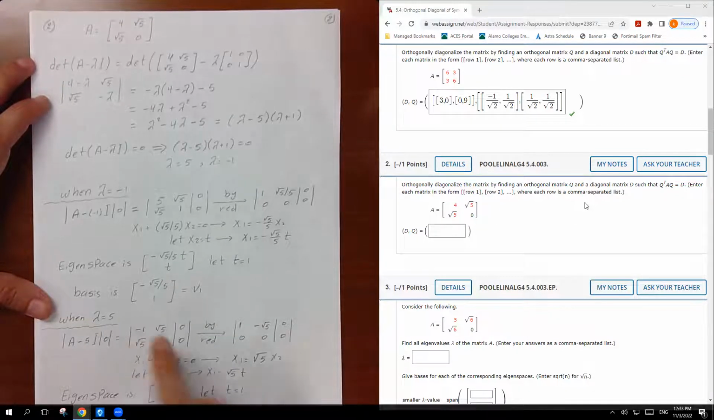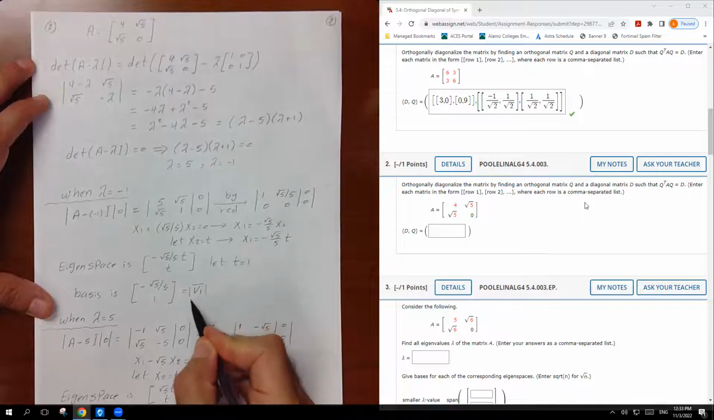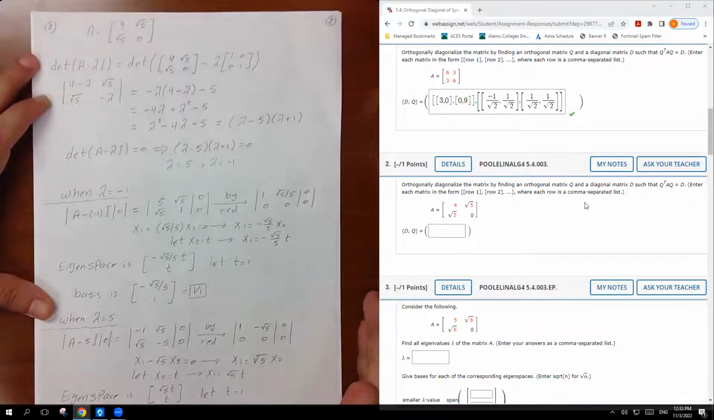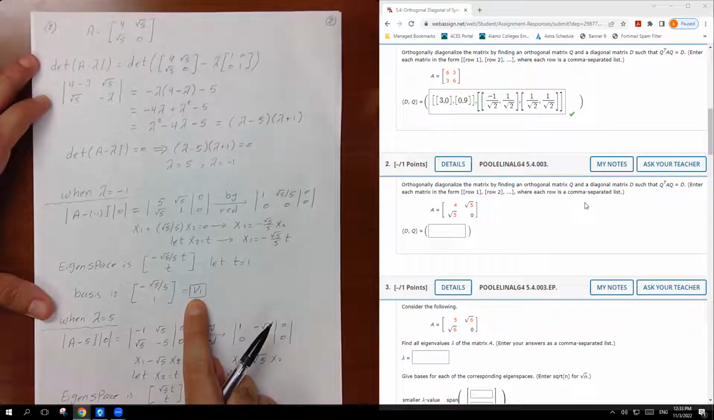I'm going to let this one equal v1, because by using v1, I can get the q1. I need to check v2, and the dot product between v1 and v2 equals 0. That means these are orthogonal vectors.